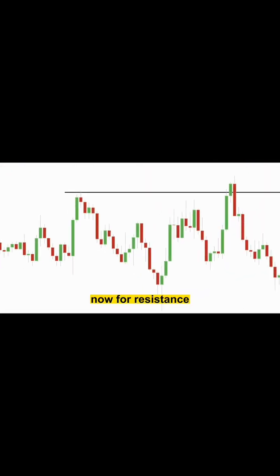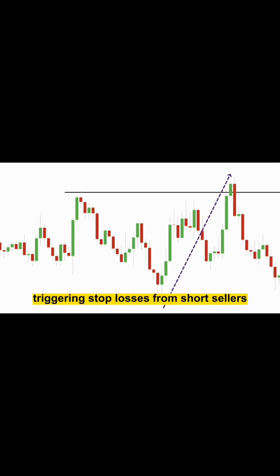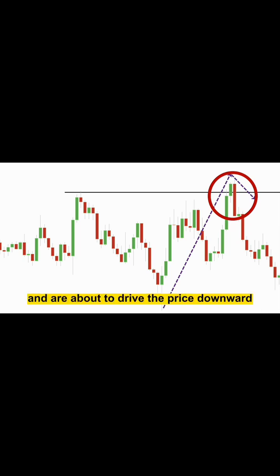Now for resistance, the market breaks above the resistance level, triggering stop losses from short sellers. After this liquidity grab, the price quickly reverses, forming a bearish engulfing bar as it closes below resistance. This signals that the institutions grabbed liquidity and are about to drive the price downward.